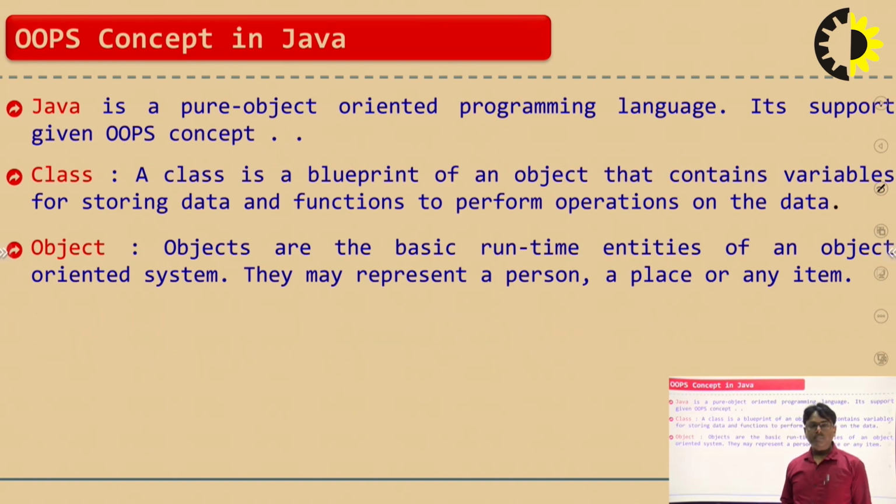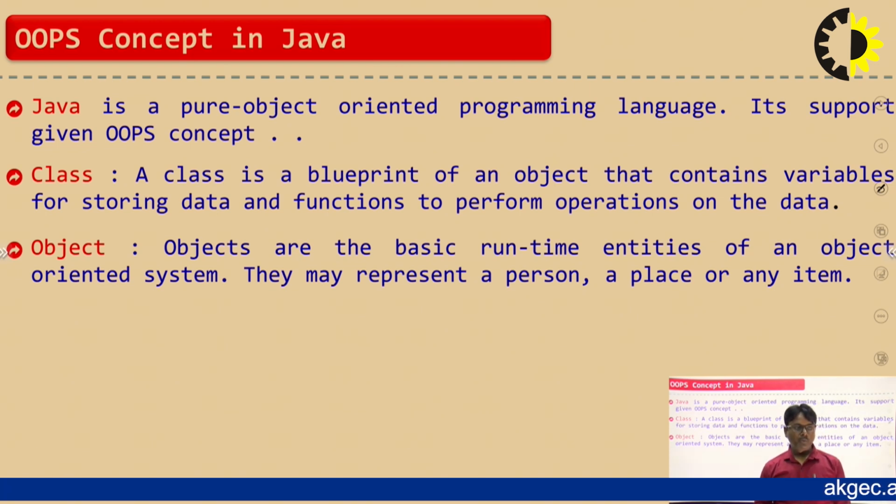Now here comes an important topic, that is object-oriented programming, the OOPS concepts in Java. Java is an object-oriented programming language, and without understanding these OOPS concepts, it is not possible for any programmer to write code in an effective manner. That's why it is very important to understand the OOPS concepts in Java. What are the OOPS concepts?